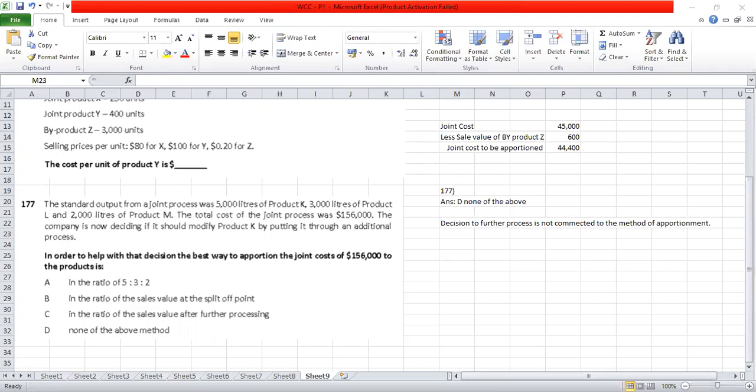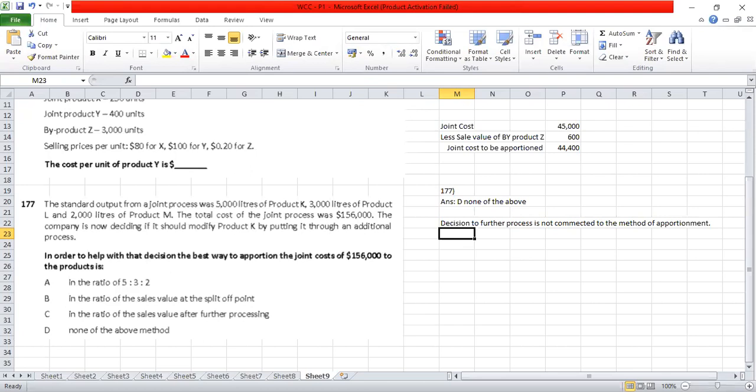Ma'am, actually, I have a doubt, ma'am. Yes. In the method of apportionment, we need to calculate the value of the further process in the joint cost, ma'am. We don't have to calculate. That would be given, no? Whatever is the cost of further processing will be given.